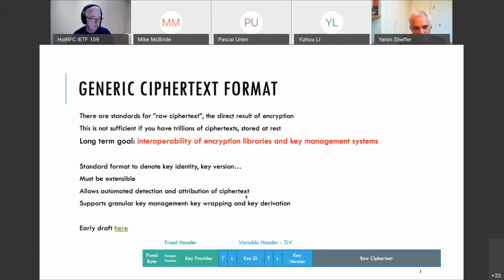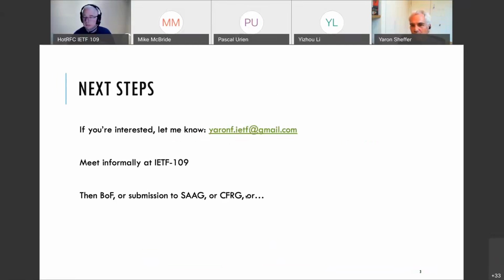There is an early draft of the proposal. I'm looking for partners to work on this with. And if you're interested, please reach out to me. Email is simplest. We can set up an informal meeting next week and then decide where to take it. It could be a BOF, it could be SAG, CFRG, or somewhere I haven't even thought of. So again, if you're interested, my email is here, and if you have the slides, there's a link to the very early proposal. Thank you.